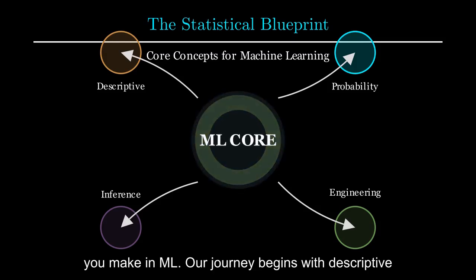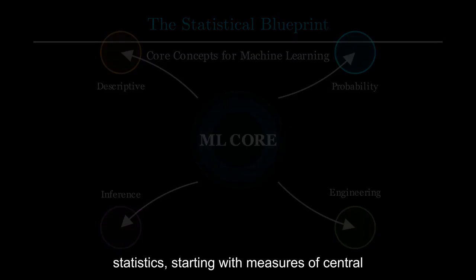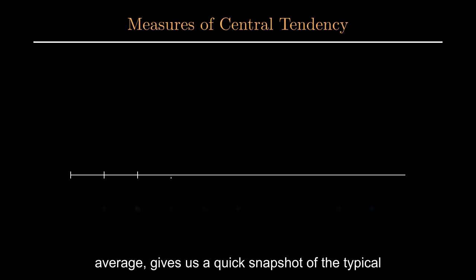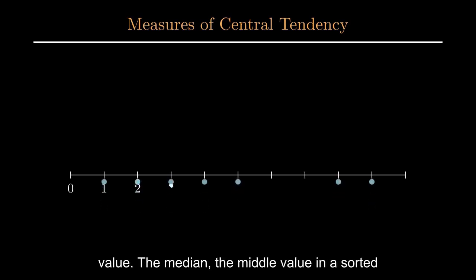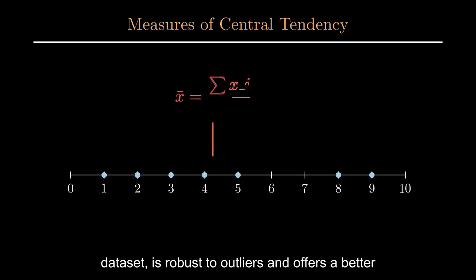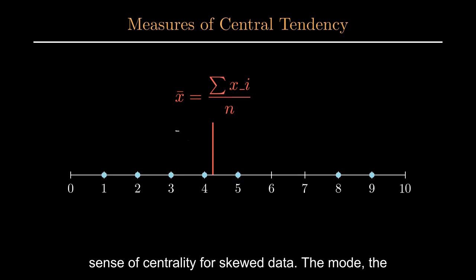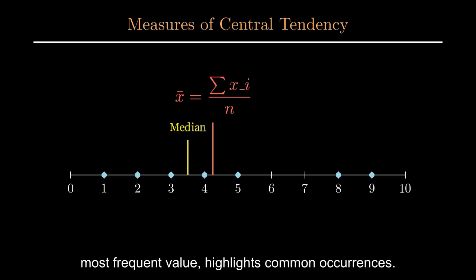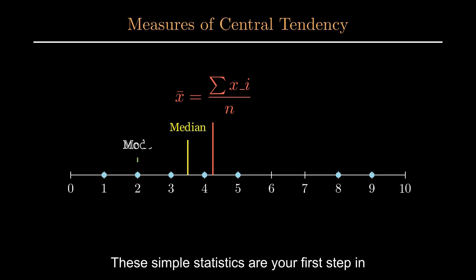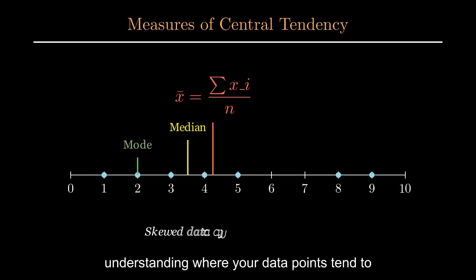ML. Our journey begins with descriptive statistics, starting with measures of central tendency, the mean, median, and mode. The mean, or average, gives us a quick snapshot of the typical value. The median, the middle value in a sorted dataset, is robust to outliers and offers a better sense of centrality for skewed data. The mode, the most frequent value, highlights common occurrences. These simple statistics are your first step in understanding where your data points tend to cluster.